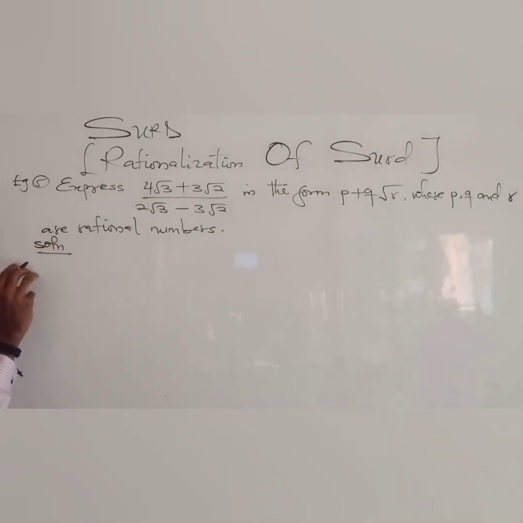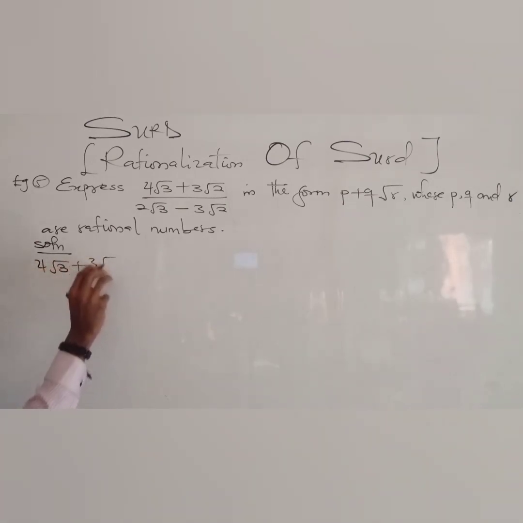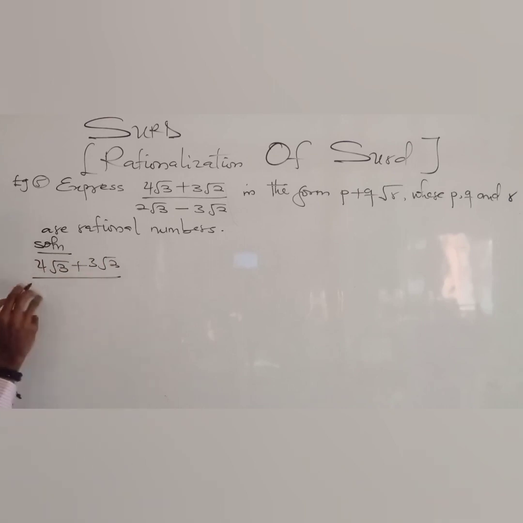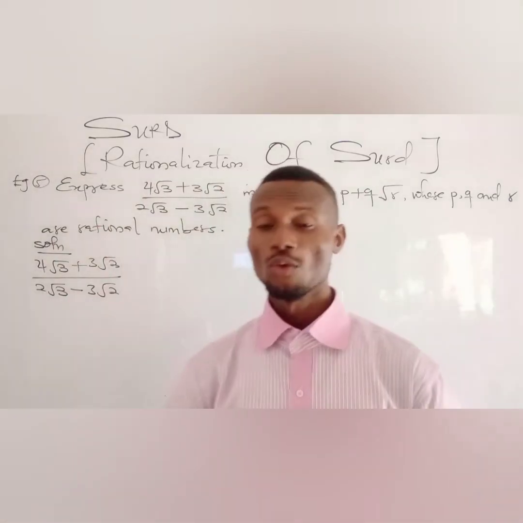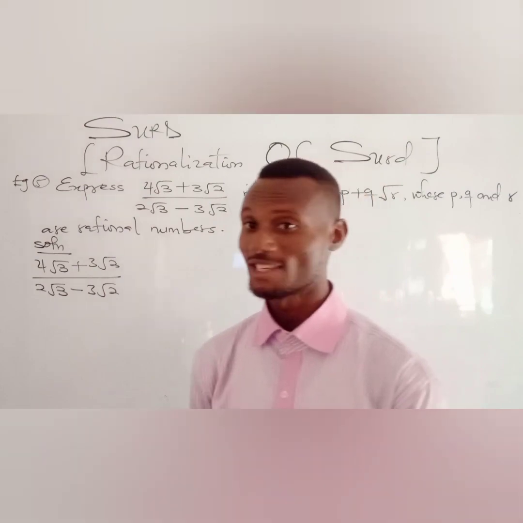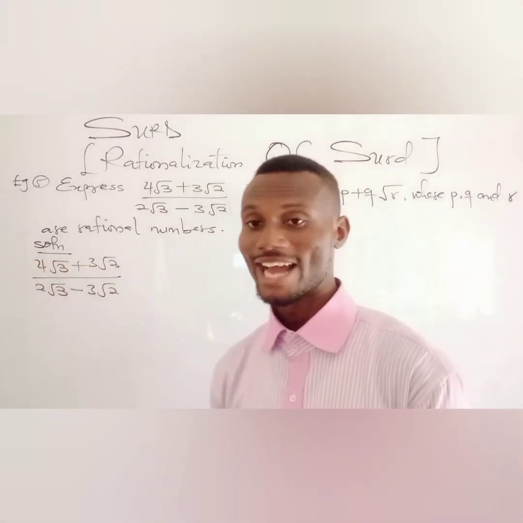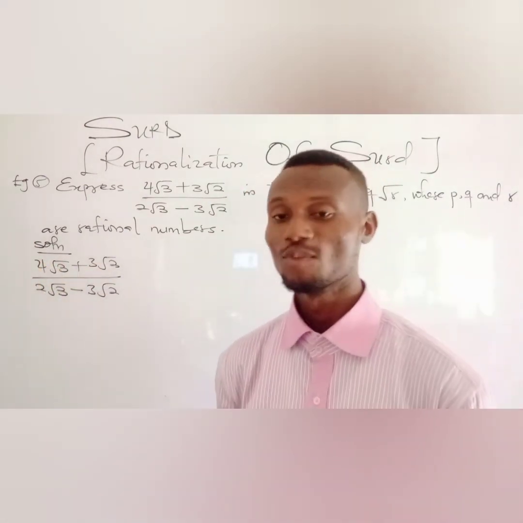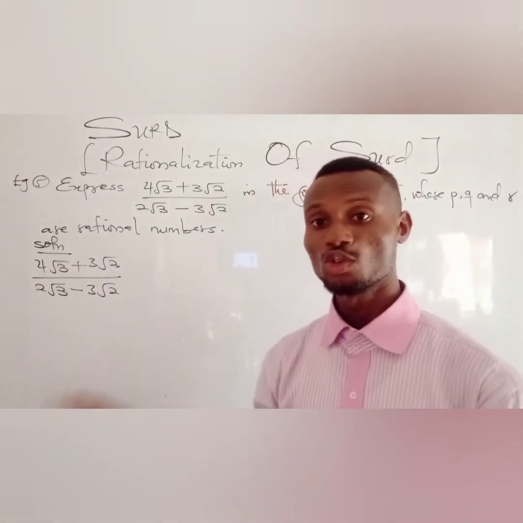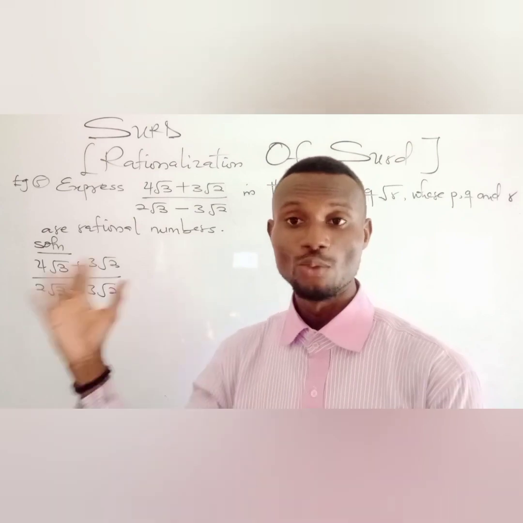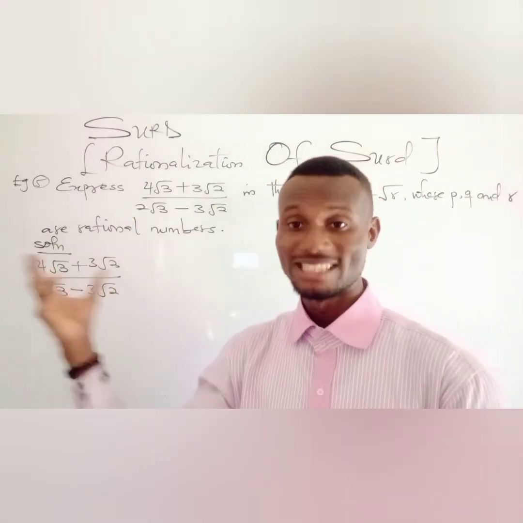So I have 4 root 3 plus 3 root 2 all over 2 root 3 minus 3 root 2. So we are going to rationalize this one. We've learned from the previous videos that for us to be able to rationalize any question of this nature, we are going to find the conjugate of the denominator and use it to multiply both the numerator and the denominator of the same fraction.